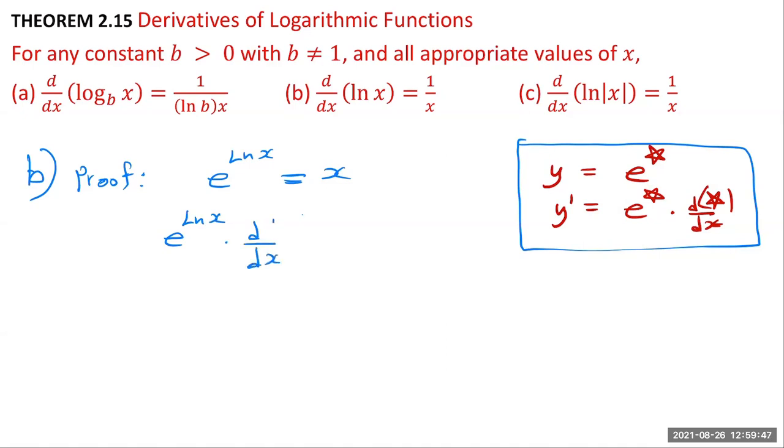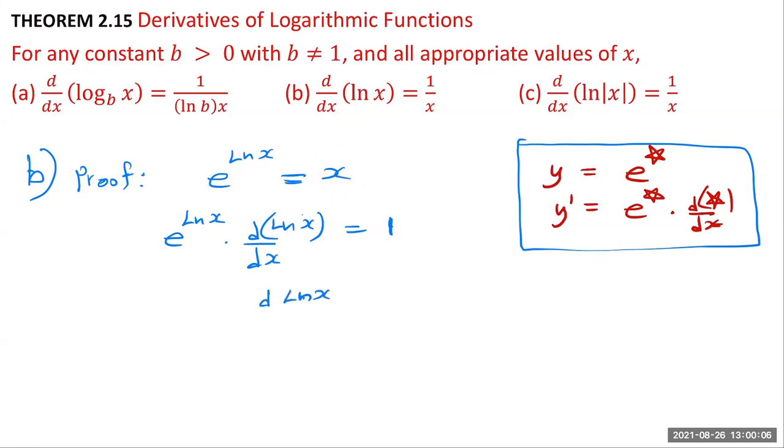d over dx ln x. That is the derivative of the star. Derivative of this expression is d over dx ln x. And what is the derivative of the right-hand side? Clearly it's 1, right? The derivative of x is 1. Now I'm going to isolate this one.